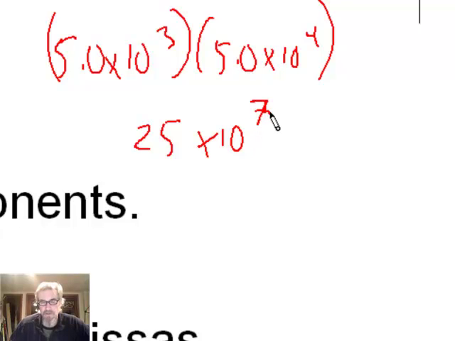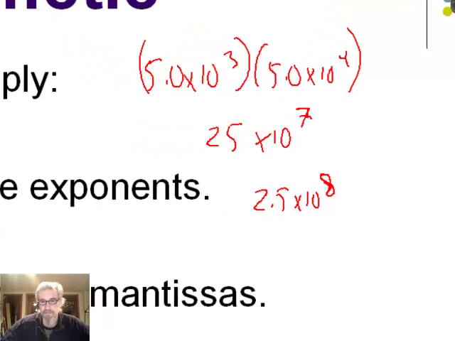Now this isn't in scientific notation anymore, so if I wanted to do that, I'd move my decimal point back one to the left. 2.5 times 10 to the 8th would be that number, because when you move the decimal to the left, that makes the exponent bigger.